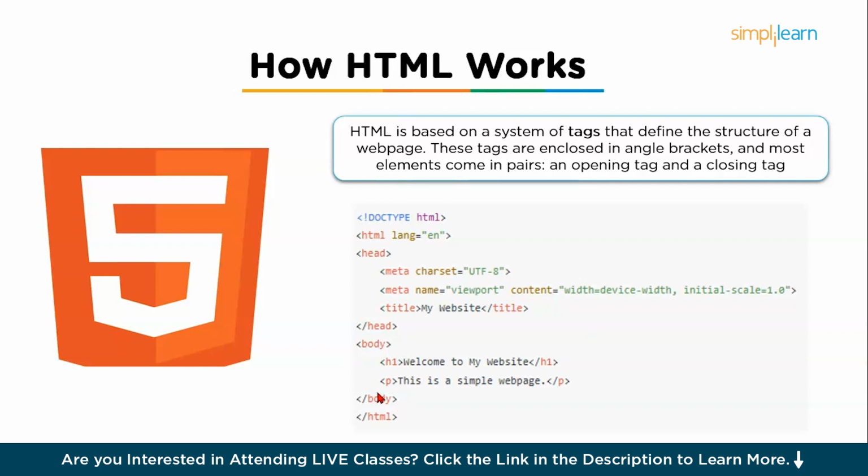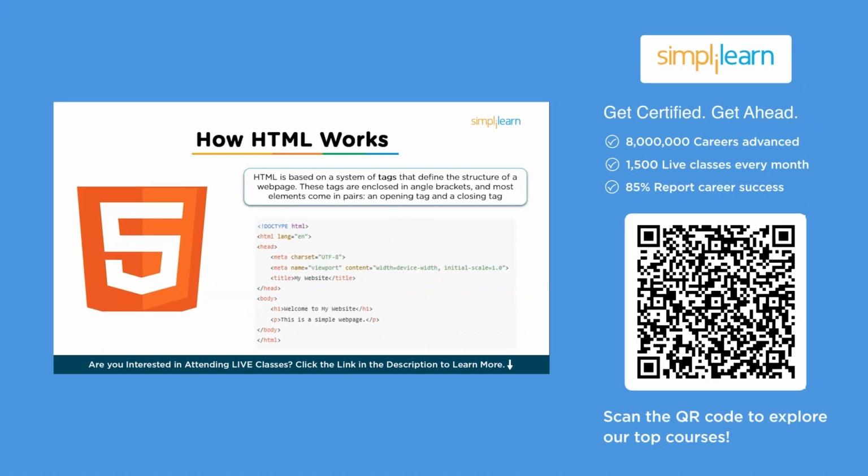Then there are paragraph tags, the P tag, used to define blocks of text. There is the A tag as well, used for creating hyperlinks to other pages or resources. And there are image tags, IMG, which embed images into the web page. So HTML provides a broad set of tags, each serving a specific purpose in structuring web content.